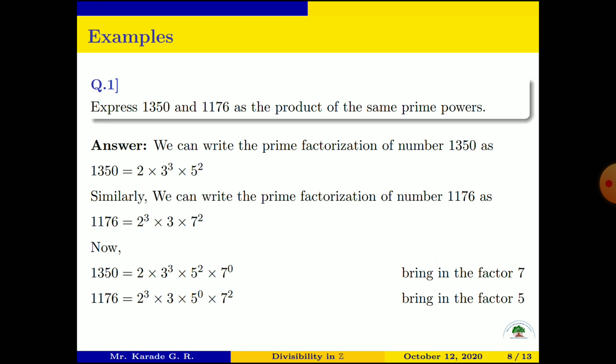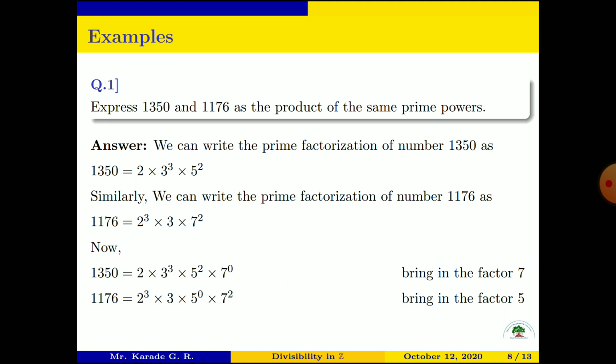see here, in the number 1350 there is no prime factor 7, and in the number 1176 there is no prime factor 5. So we adjust these two prime factors. In the first equation we adjust 7 by writing its power 1, and in the second equation we adjust prime factor 5 by writing its power 0.